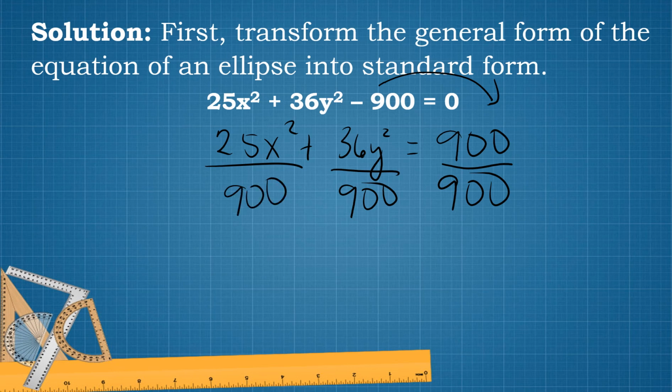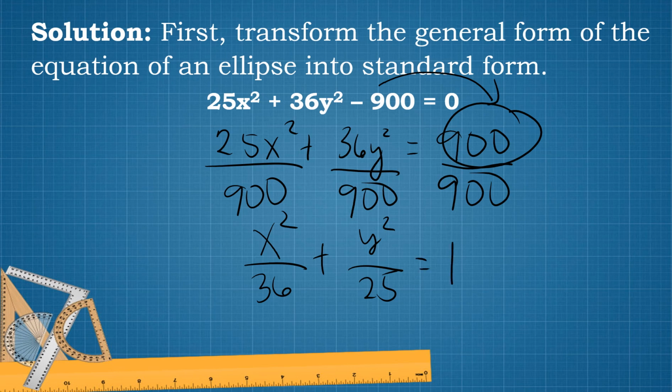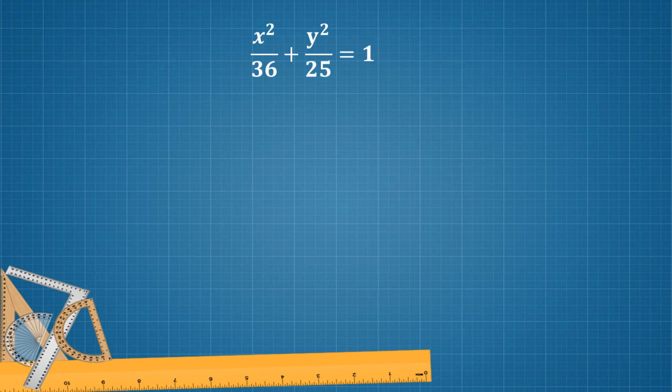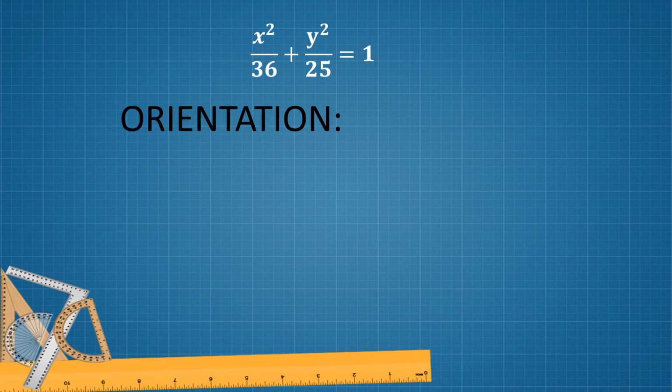Why is it 900? Kung ano po ang constant term natin here, doon po natin siya i-divide. So therefore, we need to get the simplified form of 25 over 900, and that's x squared over 36, plus the simplified form of 36 over 900, and that's y squared over 25, equal to 1. Therefore, the standard form of the equation of an ellipse is x squared over 36 plus y squared over 25 equals 1. Since we already have the standard form of an equation of an ellipse, the next step is we need to find the orientation.